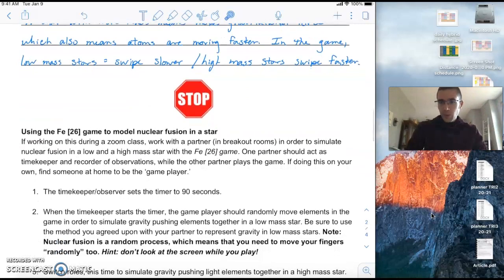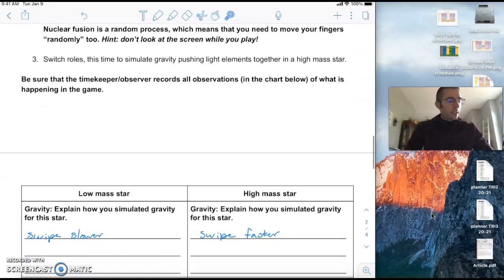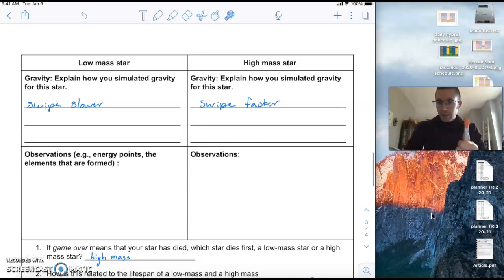So you had time to work with your partner, 90 seconds to go through this, and kind of figure out what happens to these more massive stars compared to these low mass stars, right? Okay. So like I said, in this box here, when it comes to a low mass star, the gravity is going to be simulated based on a slower swipe, okay, compared to a high mass star.